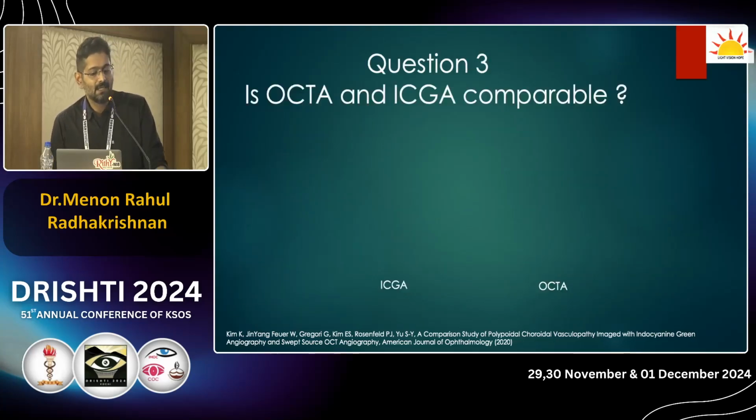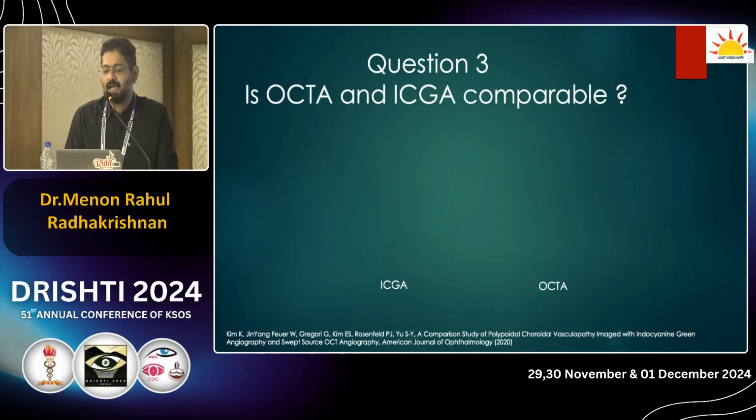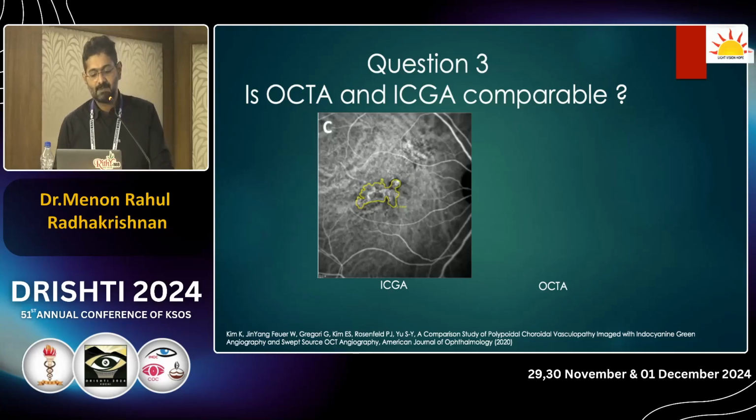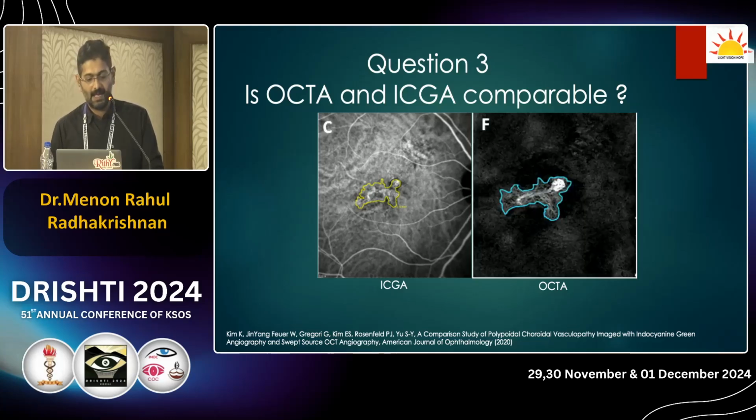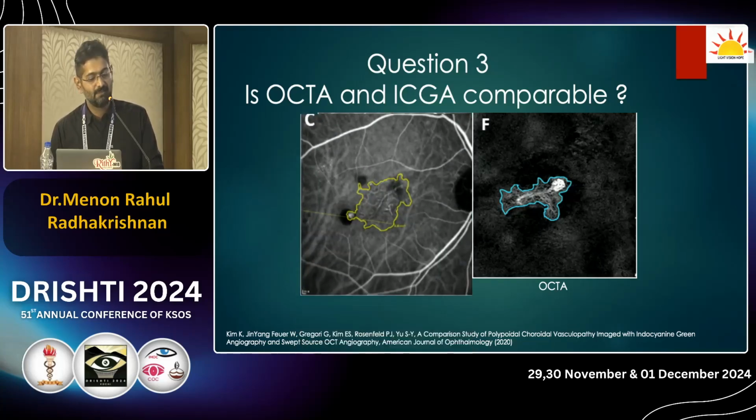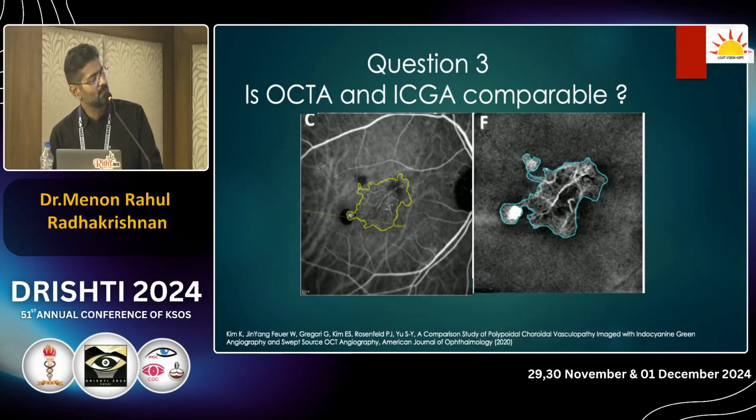Now, the third question: are OCTA and ICG comparable? If you look at this image, on the ICG you can see the branching vascular network and the polyp over here. This is the OCT image of the same patient, the SS-OCT image, where we can see the polyp very clearly here. This is another image where you can see the branching vascular network. You can see the polyp lighting up on ICGA. There's a hypo lesion here; most probably there should be an underlying polyp here. And when you get the OCTA, you can see the polyps over here.